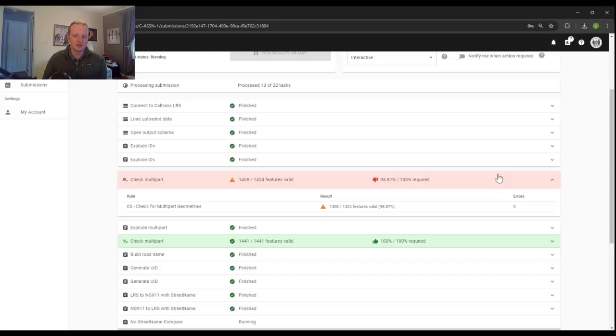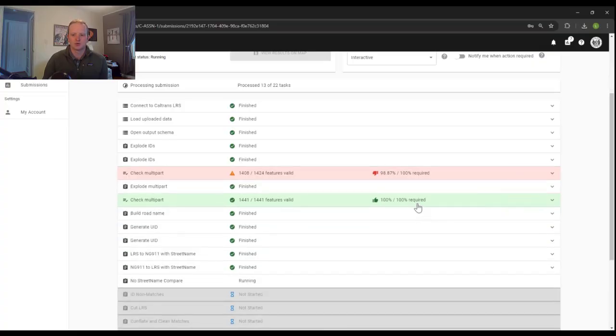So typically, and in this example, we go ahead and explode those multiparts and then recheck to make sure that we no longer have them before we continue with the process. It doesn't have to be stored that way on the county side or on the LRS side, but just for the processing itself, it's best if we do that as a pre-processing step.